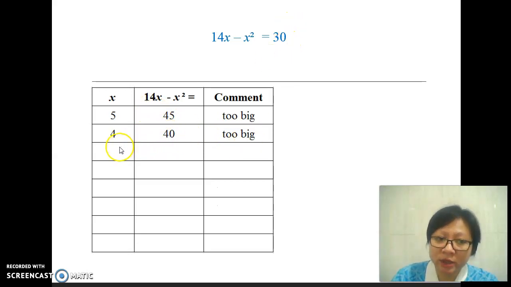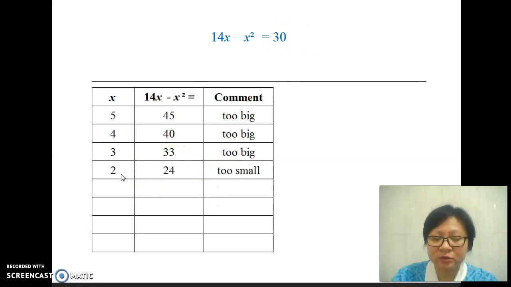Okay. And then reduce again 3. So 14 times 3 minus 3 squared equals 33. It's too big. 33 is more than 30. Okay, reduce again the value of x into 2. And then 14 times 2 minus 2 squared equals 24. It's too small. Now you have two values.